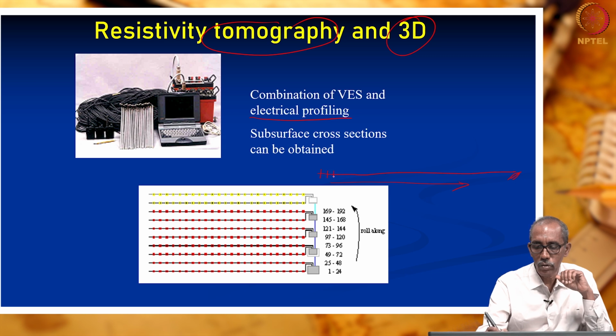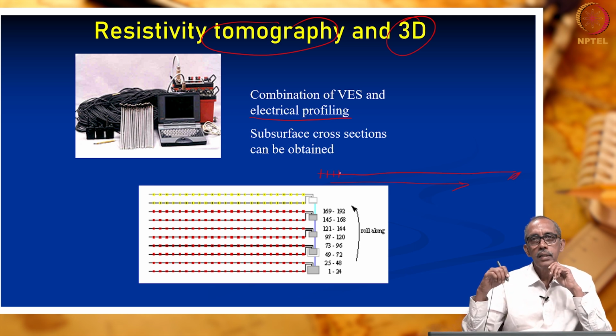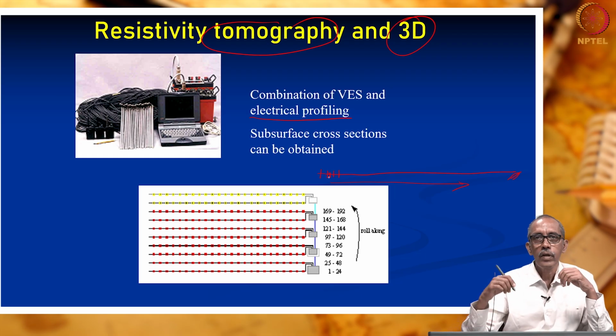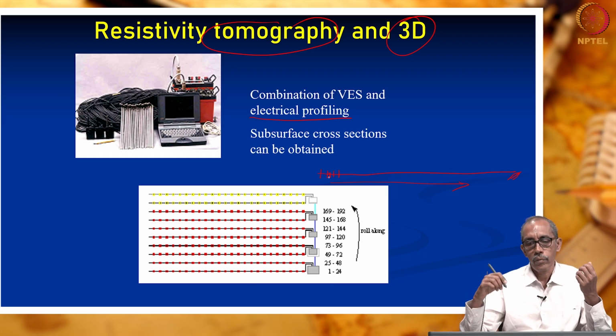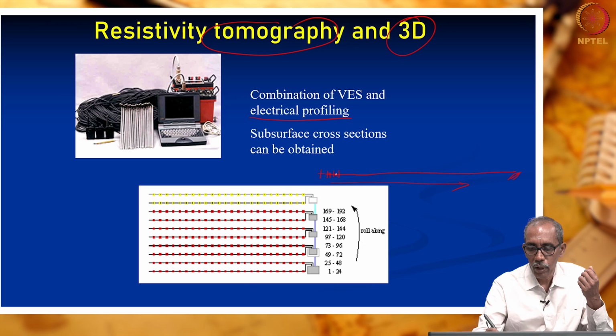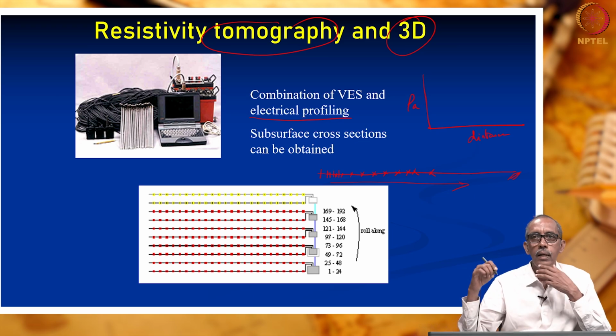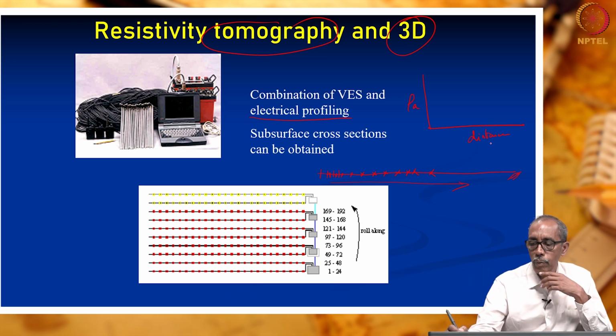Let us say we are using the Wenner method. We arrange the 4 electrodes like this. This is the center of the spread. We got one rho A value. Then we shifted the center point here, center point here, center point here. So, this is how we surveyed the entire profile. So, we got the data of distance versus rho A. So, this is what is profiling.